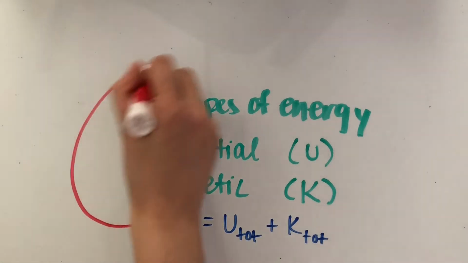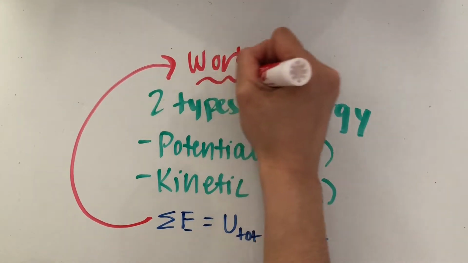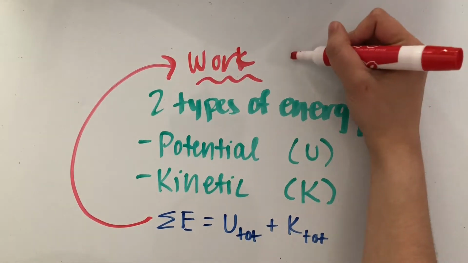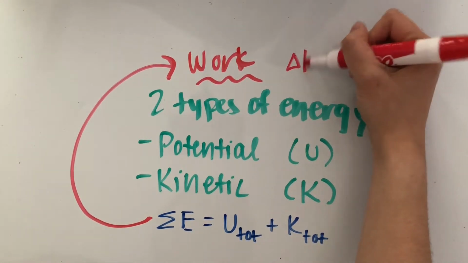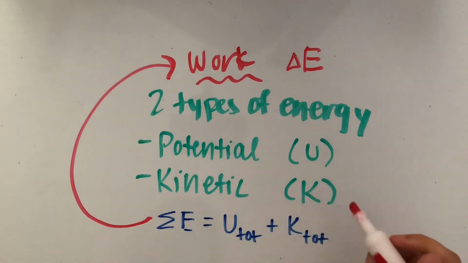Now we're going to relate energy to the concept of work. And what is work, really? Well, work is anything that causes a change in the total energy of a system. So work can be written as the change in, which is delta, of E, which is energy. And this is pretty much what the work energy principle is.